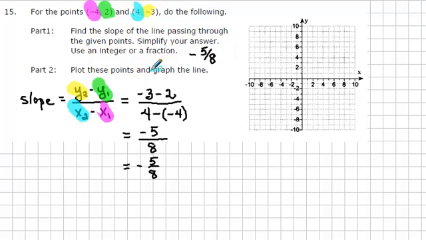In Part 2 we're asked to plot these points and graph the line. So first of all, let's plot (-4, 2). Start at the origin, which is where the x and y axis meet. Go left 4 and up 2 and plot a point. That's the point (-4, 2).